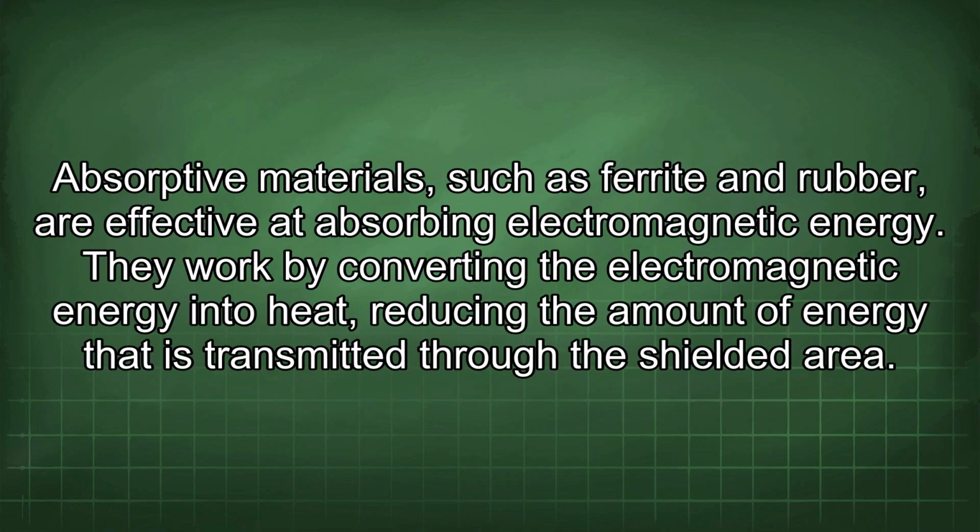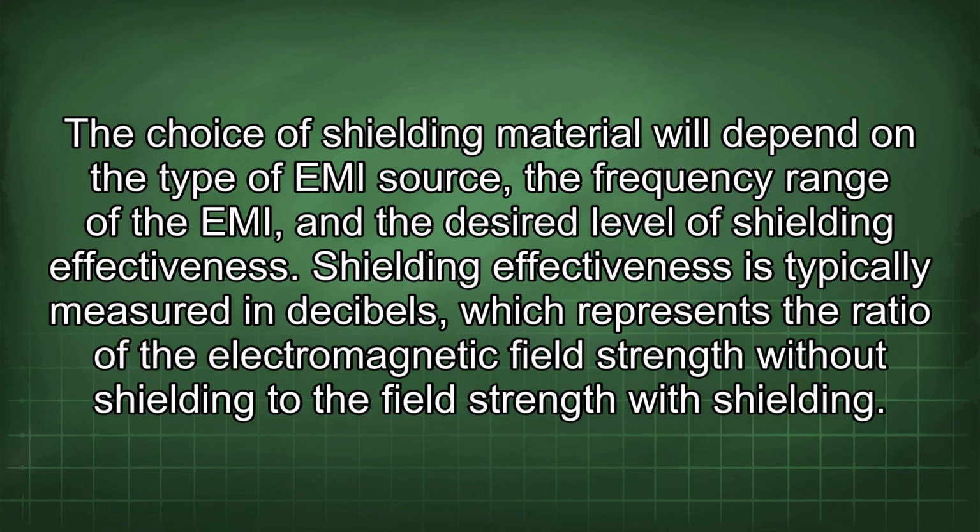Absorptive materials, such as ferrite and rubber, are effective at absorbing electromagnetic energy. They work by converting the electromagnetic energy into heat, reducing the amount of energy that is transmitted through the shielded area. The choice of shielding material will depend on the type of EMI source, the frequency range of the EMI, and the desired level of shielding effectiveness.